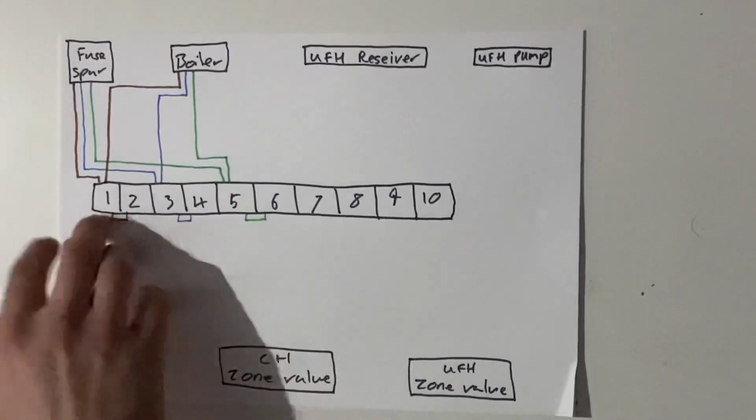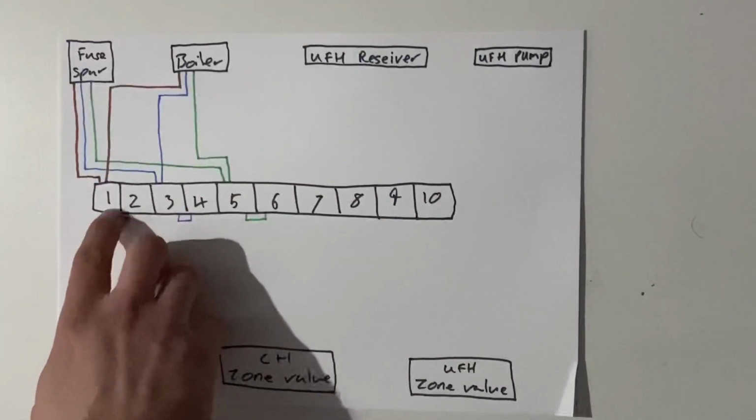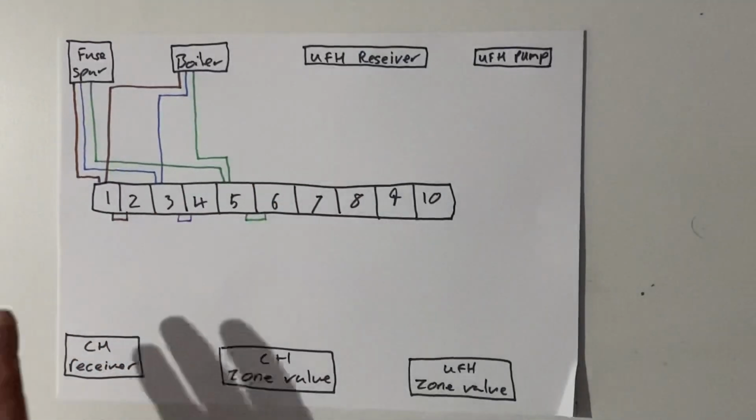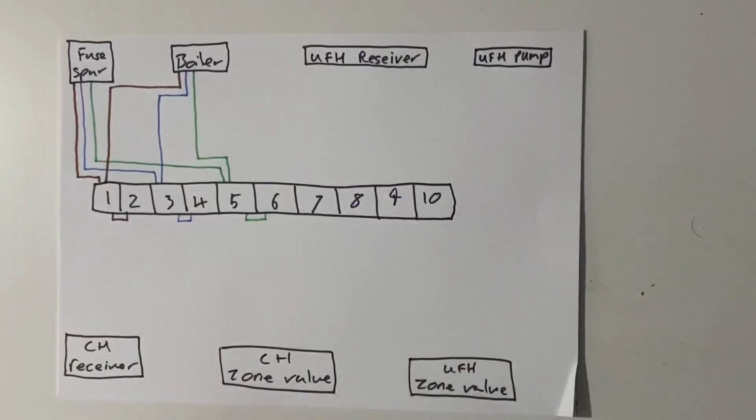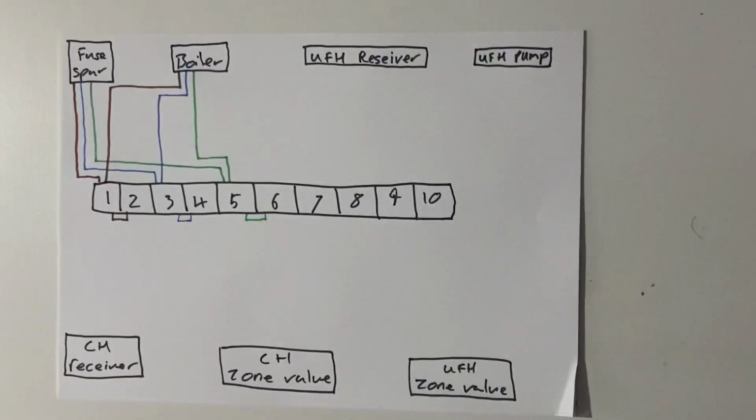So we've got 110 on our manifold, and I've done the live, neutral and earths already, and I've put some links in between 1 and 2, 3 and 4, and 5 and 6. So we'll start with the central heating side, then we'll move over to the underfloor heating. So first of all, with the central heating receiver, we're going to have 5 cables coming out of there. So 5 core or 2, 3 cores, we can go out, whichever.